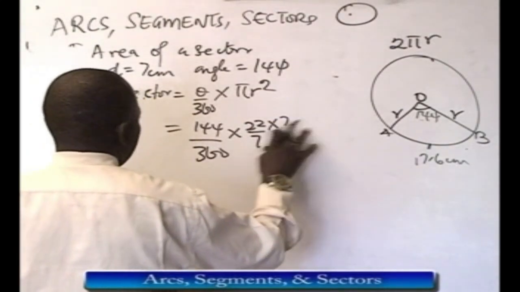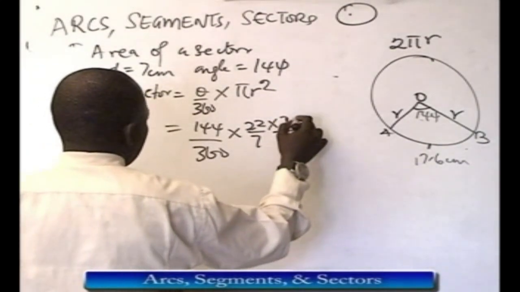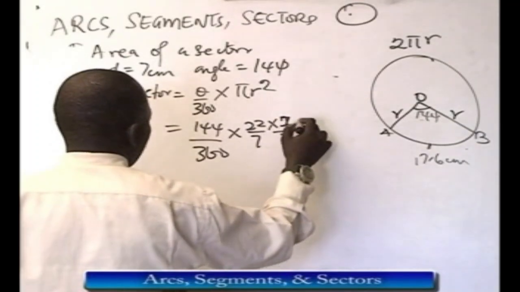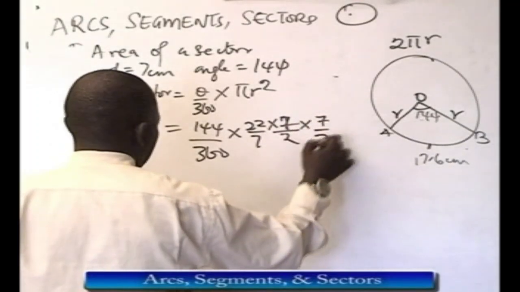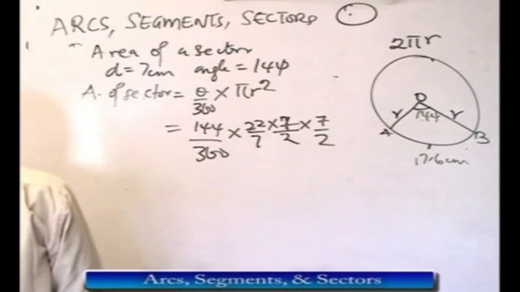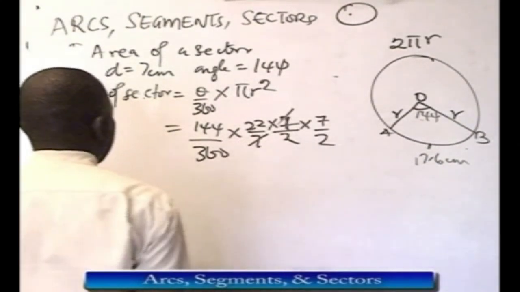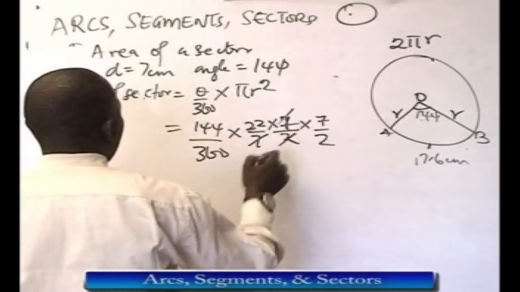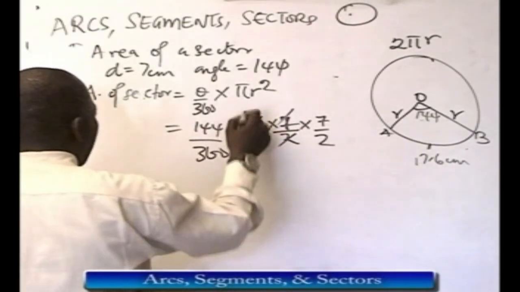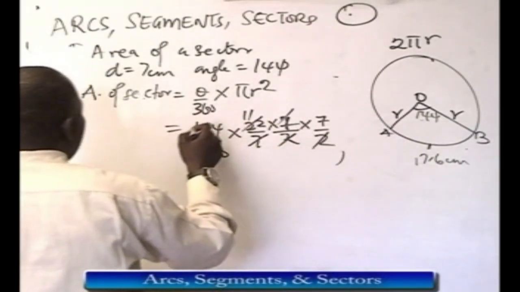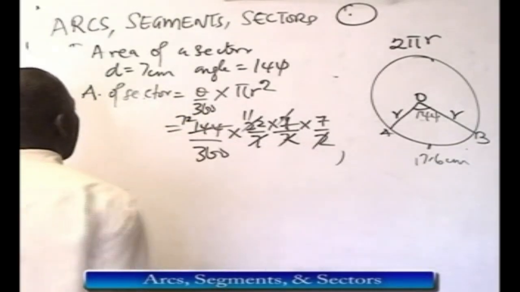The reason why we are dividing by 2 is because we were not given the radius, we were given the diameter. So you cut it: 7 cancels 7, 2 in 22 gives us 11, and 2 here gives us 72.